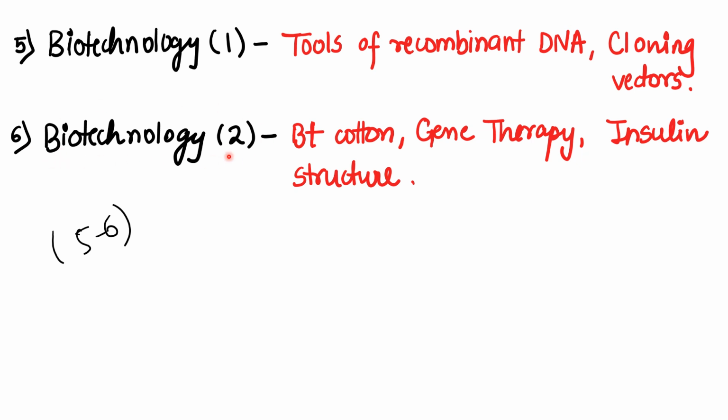The second biotechnology chapter is biotechnology and its applications. Here BT cotton is important. Then gene therapy, the process of gene therapy, and the different types in which gene therapy can be done. Then insulin structure, that is the immature and mature structure of insulin. What is the difference in both the structures? It is also called pro-insulin and matured insulin. This is important from the second biotechnology chapter. So this was about the most important points in zoology for class 12th.